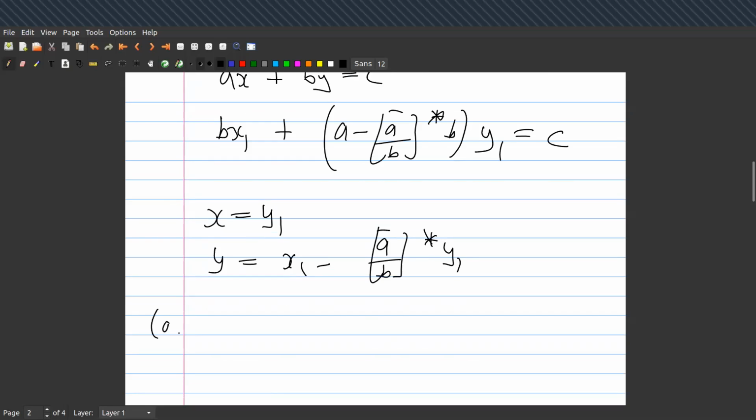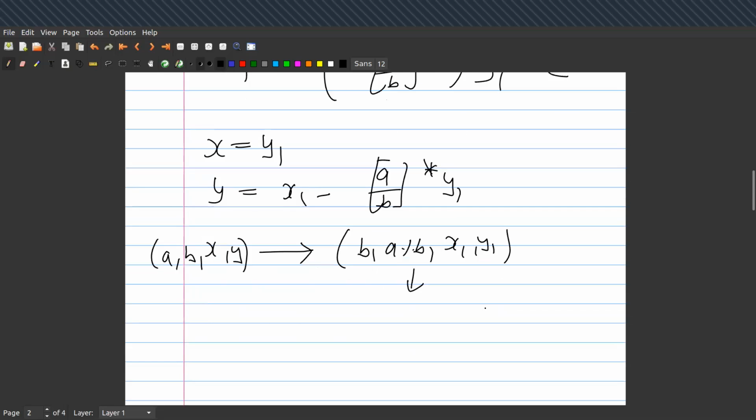So if we are solving for A comma B comma x comma y, we can solve for B comma A mod B comma x1 comma y1, and then again we can move ahead and ahead, and finally we will reach a stage with 1 comma 0 comma x comma y, which has the solution x equal to 1, y equal to 0. Then we get the solution going backwards, and finally we come back to here.